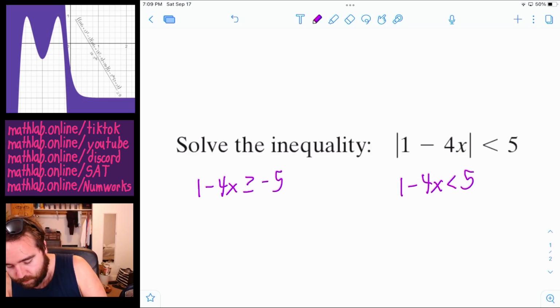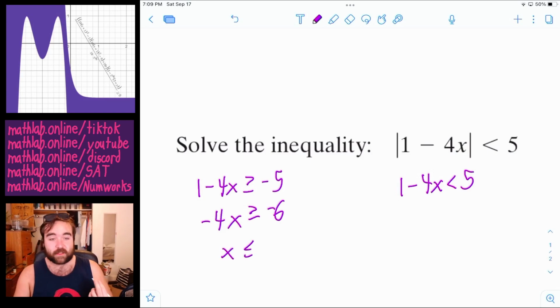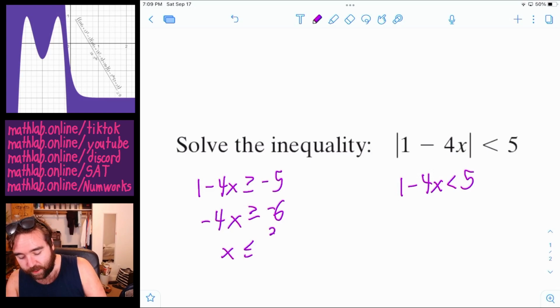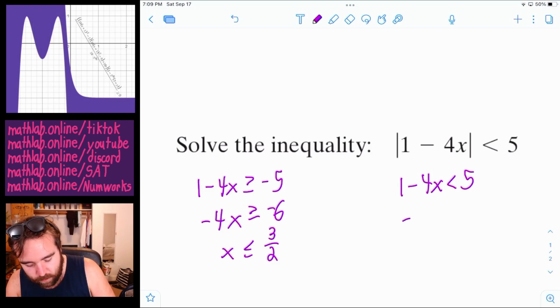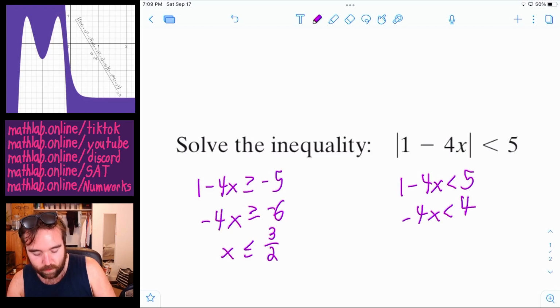The thing to remember here is that we're going to have to divide by a negative again. So when we divide by this negative 4, we've got to flip that sign around. And then the negatives cancel, simplify the fraction, so x is less than 3 halves. We'll do a similar thing over here. Subtract 1. Negative 4x is less than 4.